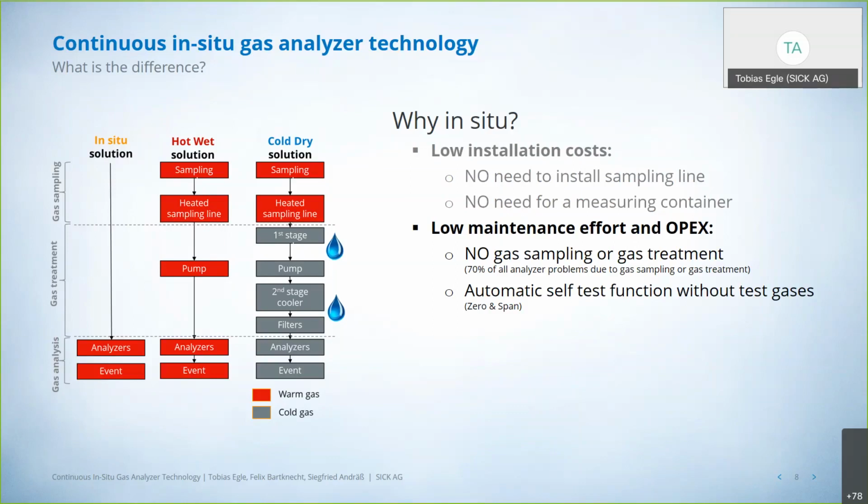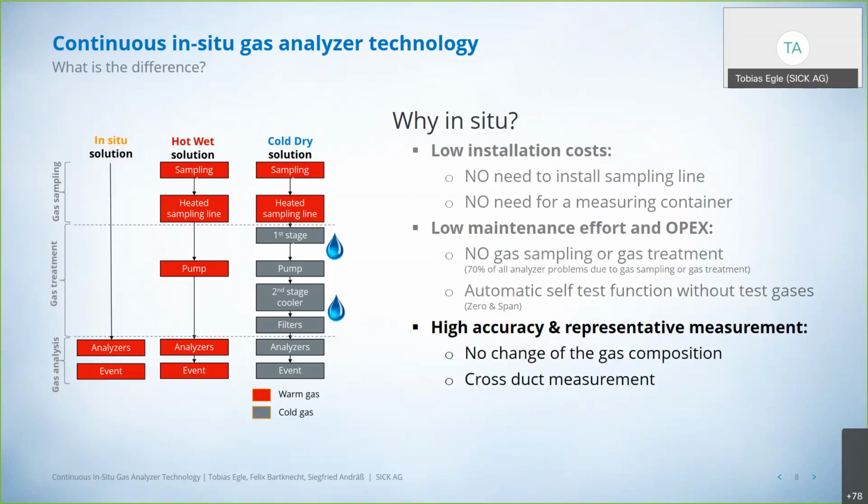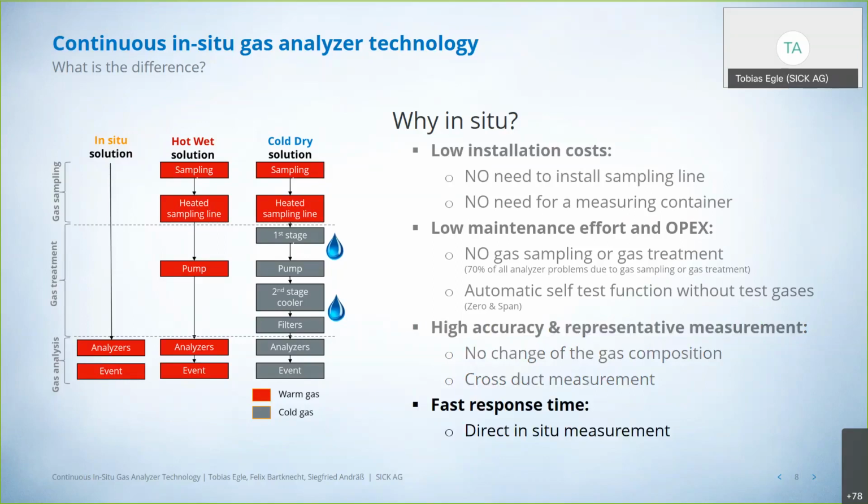And the in-situ gas analyzers from SICK have an integrated self-test function, which results in a zero and span check. Therefore, you do not need any kind of test gases to do it. With our direct measurement, we have no changes of the gas composition, and you can measure cross-stack through the whole stack. So you have a high accuracy and a good representative measurement through the whole stack and not just a sample. And because we are measuring directly in situ, we have a very good response time, which leads to a perfect solution for process control in any kind of process.